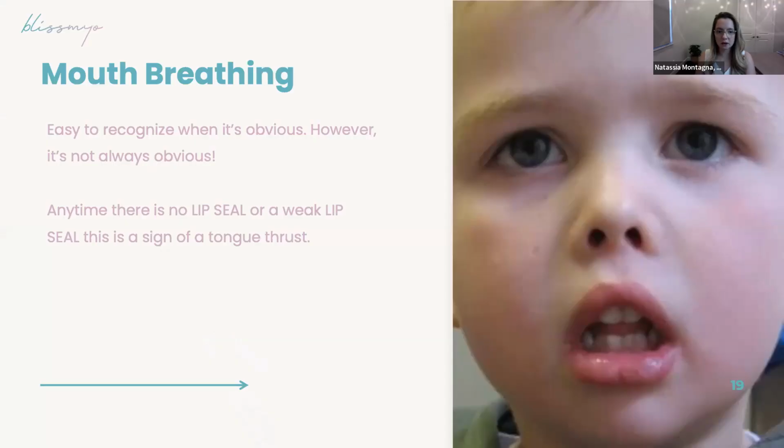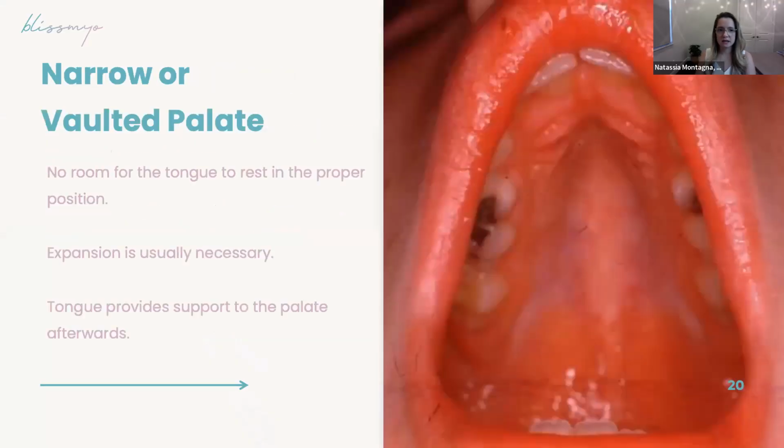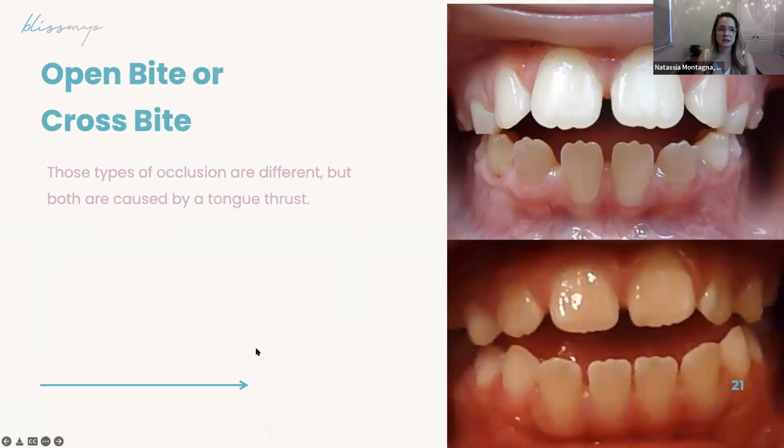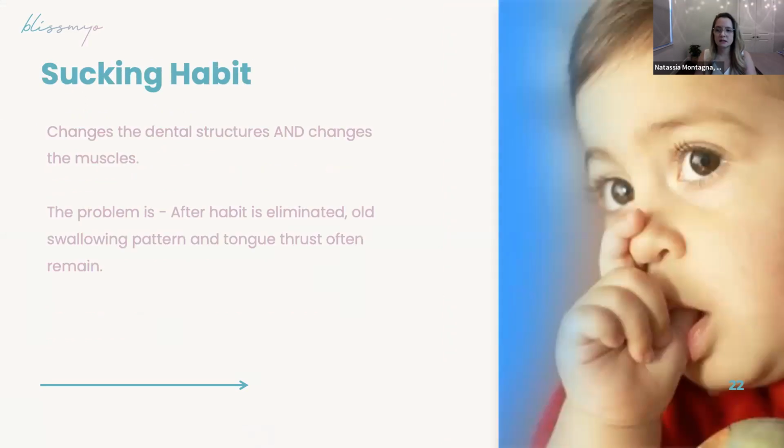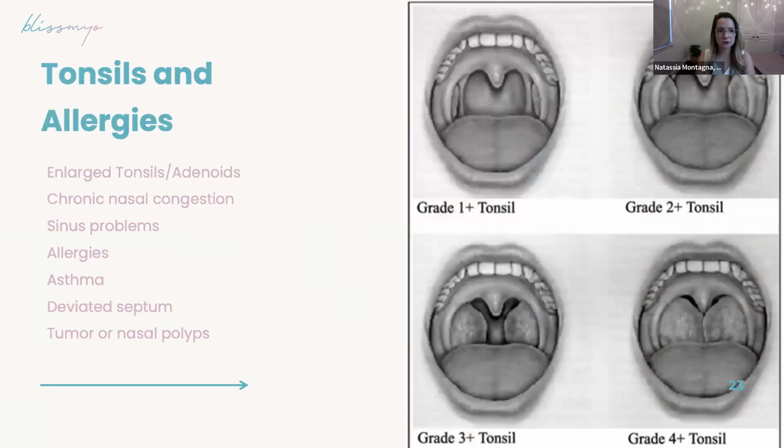Okay, so these are the clinical signs, like I said, narrow, high vaulted palate. The expansion will be necessary for these patients. They'll have an open bite. That could be also, it doesn't need to be only on the front, it can be on the sides as well. The open bite can be a lateral or bilateral open bite where the tongue is thrusting through the sides. The sucking habit is a huge clinical sign of a myofunctional disorder.